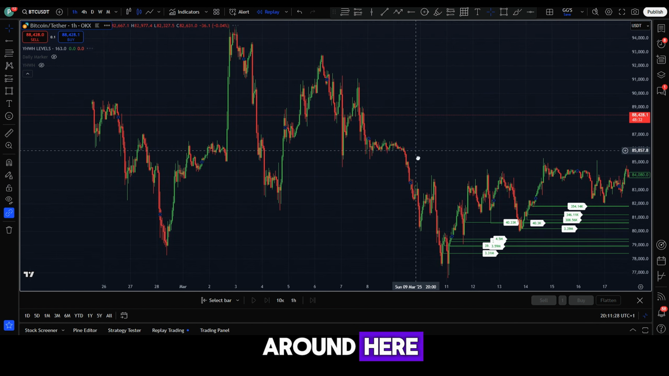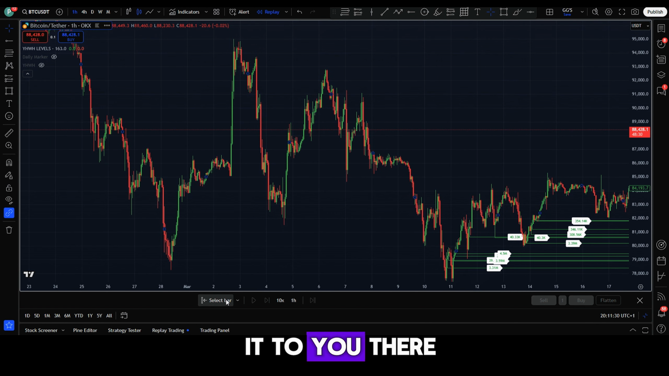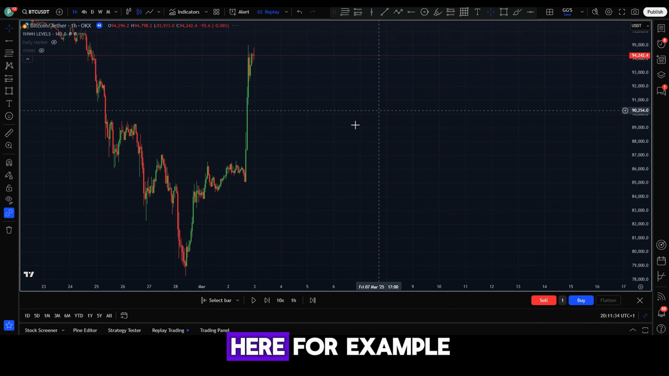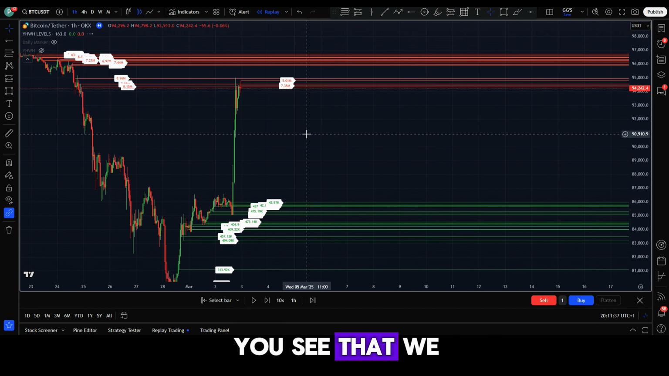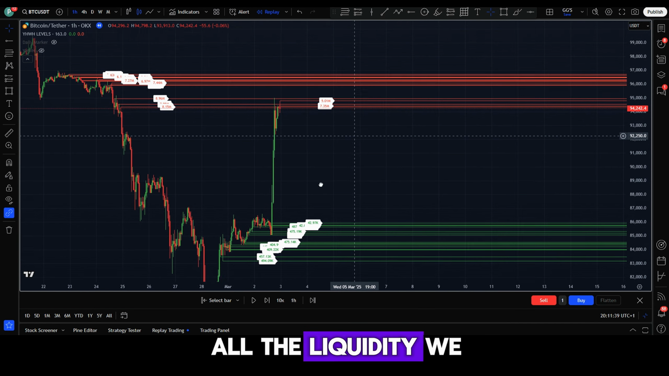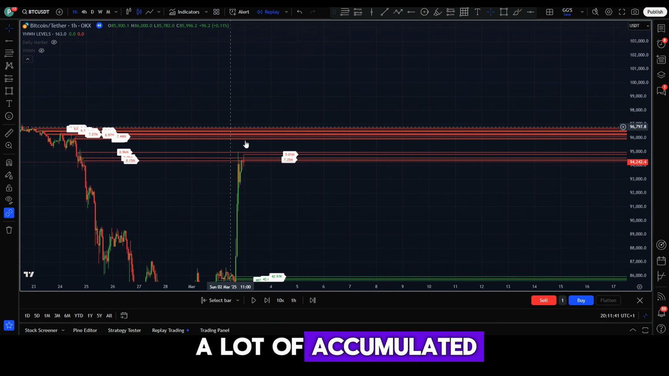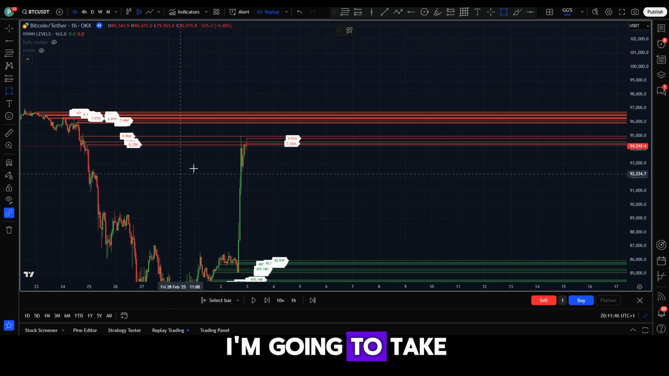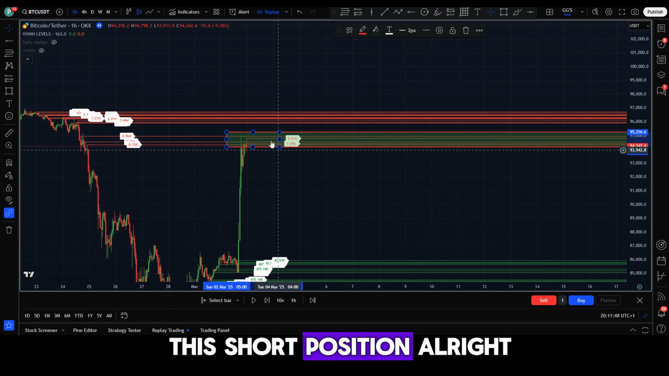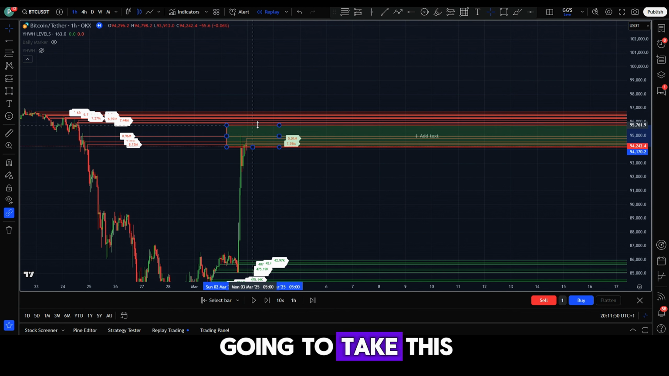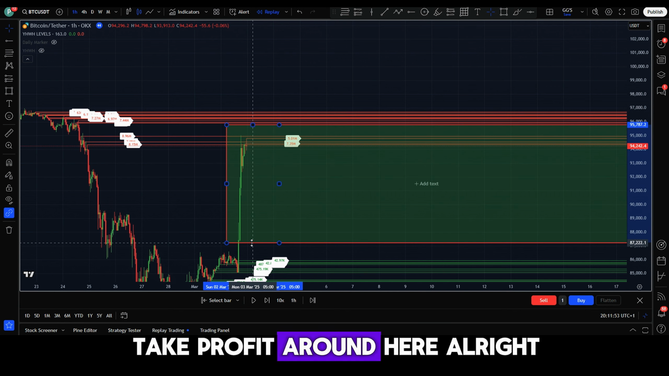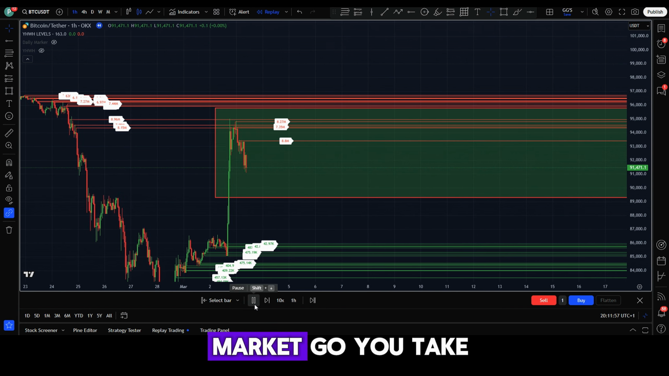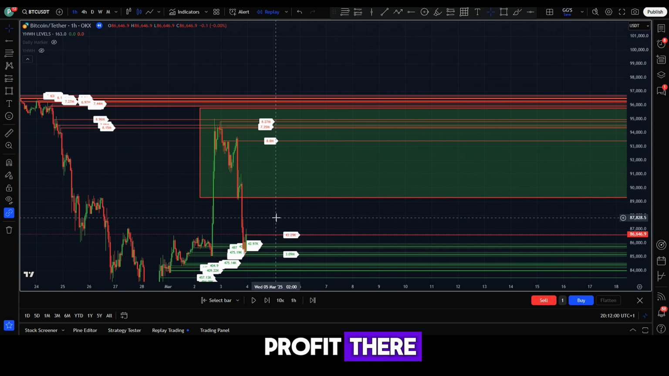Let me go back around here because there is no way I can show it to you there, because the market is literally at that right point at this moment. But here, for example, you see that we took almost all the liquidity. We have so little liquidity below, a lot of accumulated liquidity. You might say, all right, I'm going to take this short position, take profit around here. Then you let the market go, you take profit there.